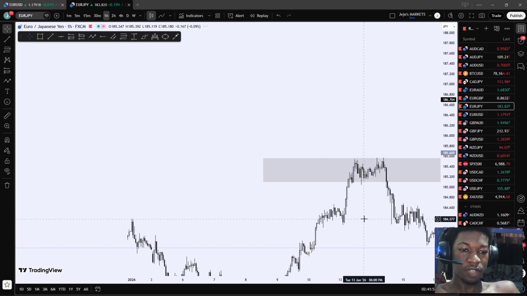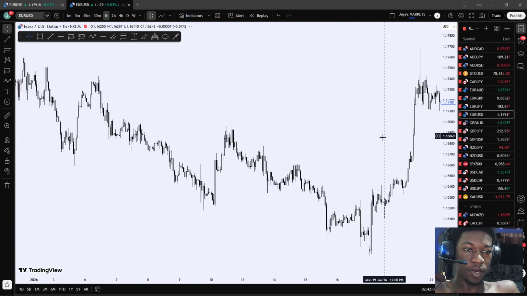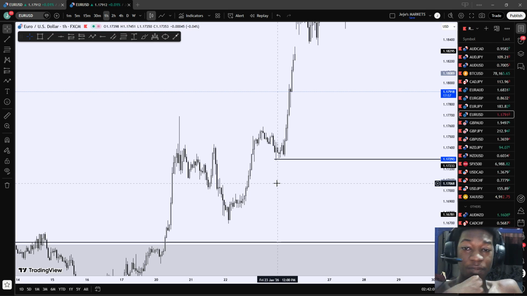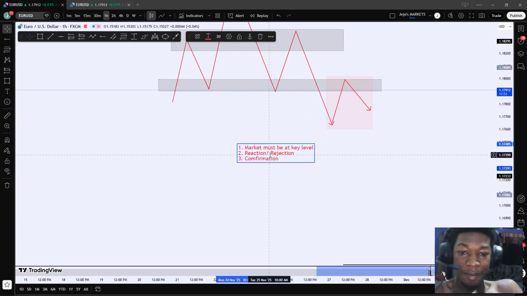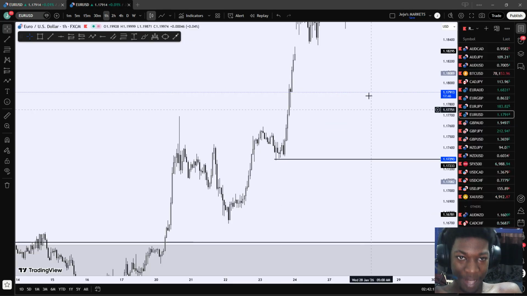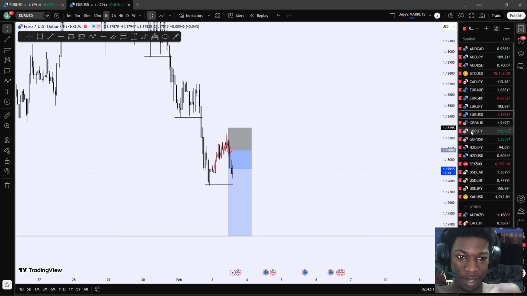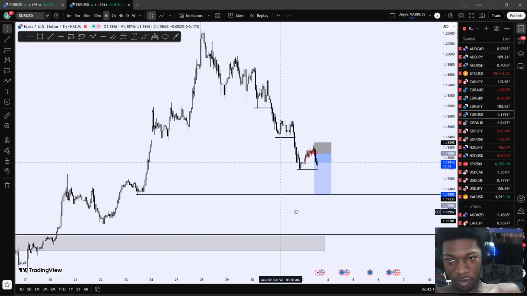This stuff is literally on every trade, bro. That's the secret to trading that they don't tell you guys. Bro, it's just 3 instructions. Market must be at a key level, reaction or rejection, then confirmation. That's it. There's nothing more to trading. And whoever's telling you there's more to this, I swear to God, they're lying.